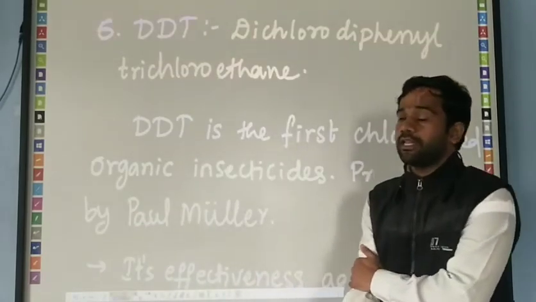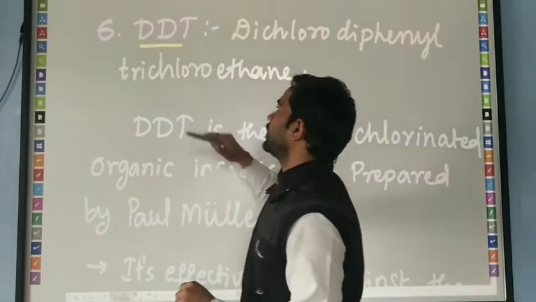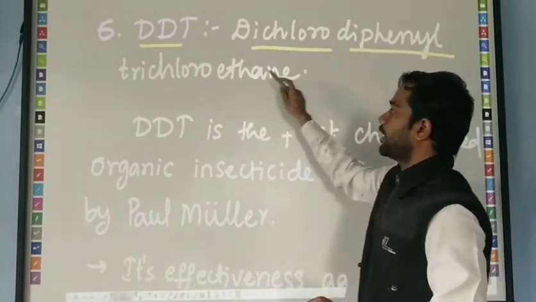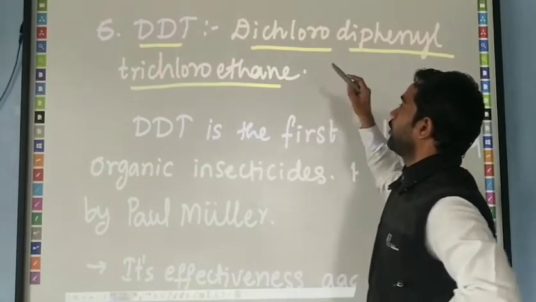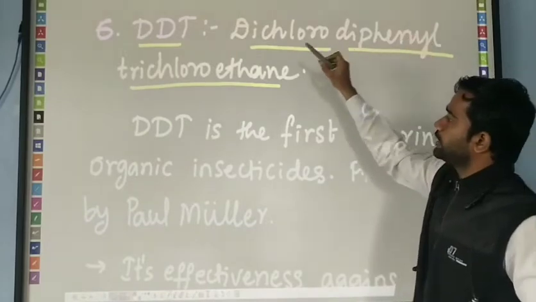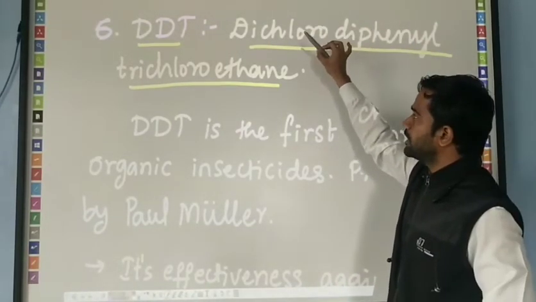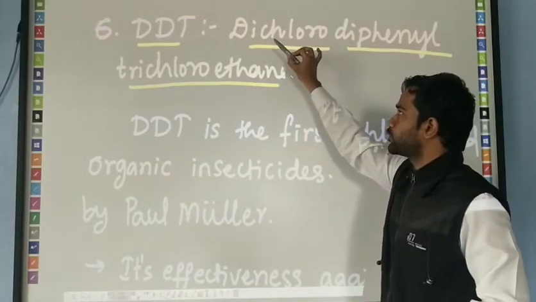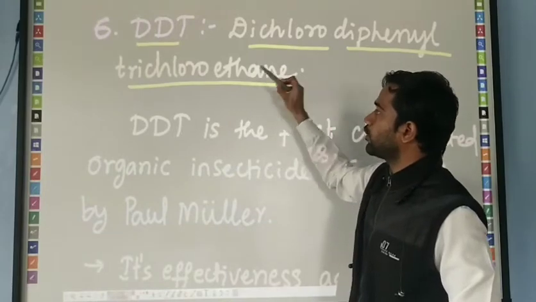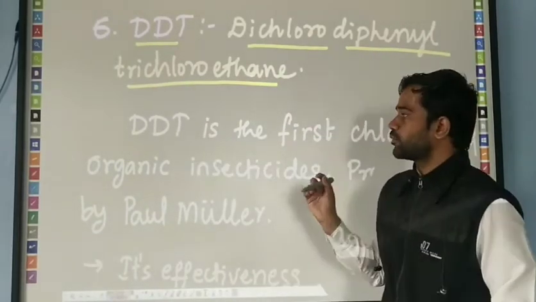The next very important compound to know is DDT. Here DDT stands for dichlorodiphenyltrichloroethane, where we have two benzene rings, and each benzene ring is substituted with one chlorine atom. The ethane is present with three substituted chlorine atoms.